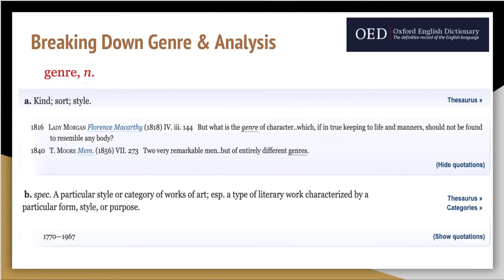When we talk about genre analysis, it's important to break down our terms. If we look at the Oxford English Dictionary, genre is a noun that is defined as a kind, sort, or style. Additionally, genre can be understood as a particular style or category of works of art, especially a type of literary work, characterized by a particular form, style, or purpose.